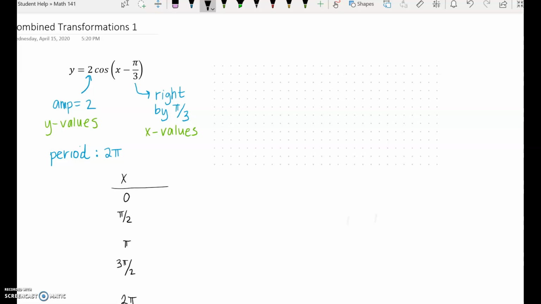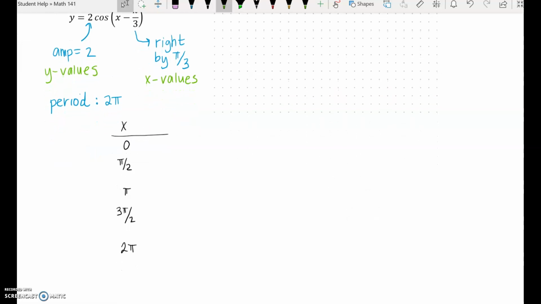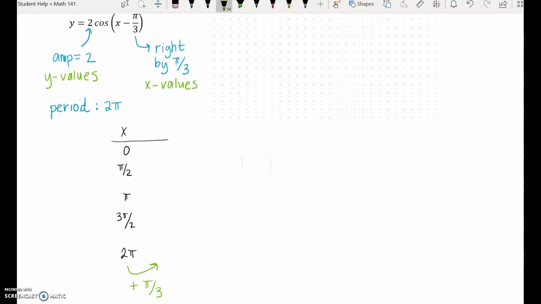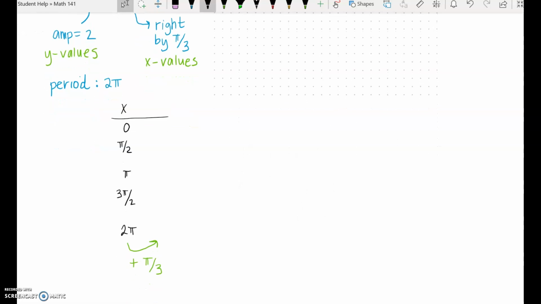But then this is where I'm going to take that phase shift into account, and I'm going to add pi over 3 to each of these values. Now notice that in the original it's a minus pi over 3, but remember that when we're inside the parentheses, it has the opposite effect of what we would think, so it's shifting to the right. So for my math values, I'm going to be adding. I'm going to add those values.